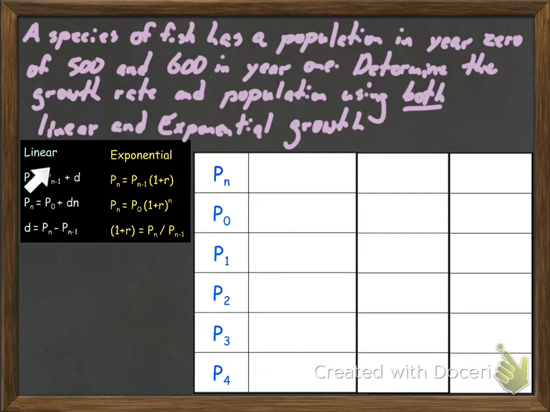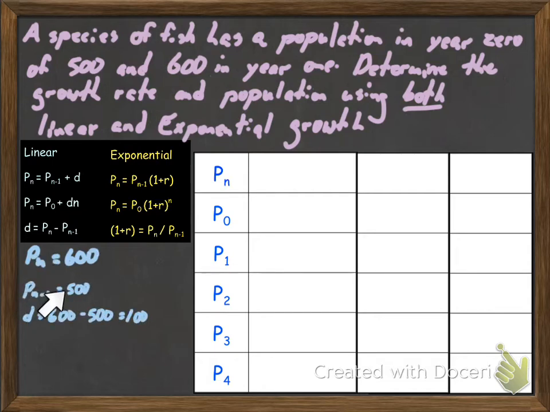So here are our linear functions and our exponential functions, and these are the recursive functions here, and these are the general explicit functions here. And this is how we find the rate of change in a linear function or the growth factor in an exponential function. So first off, the linear function: if p sub n is 600 and p sub n minus 1 is 500, then that rate of change, that d, is 600 minus 500, so it's just changing 100 per period. So the linear function would just look like that.